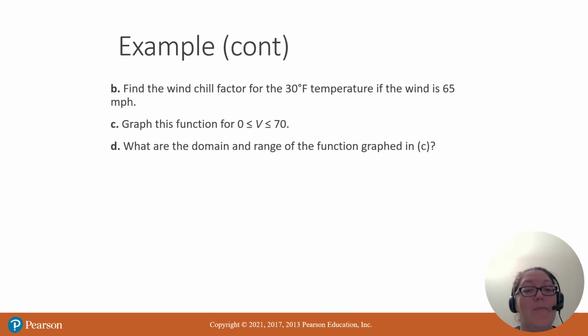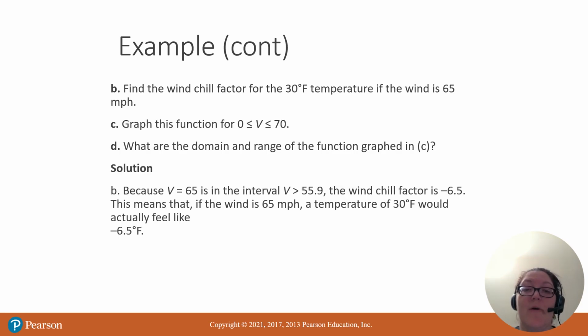Let's try part B. Part B asked to find the wind chill factor for 30 degrees Fahrenheit if the wind is 65 miles per hour. Now, with 65 miles per hour, that means that we're using that third part of the function. And that's going to be where we have that velocity is larger than 55.9. Since that is larger than 55.9, it had nowhere for me to plug in the velocity. It just said it's going to feel like it's negative 6.5. So this means that with a 65 miles per hour wind, a 30-degree temperature would actually feel like it's negative 6.5 degrees.